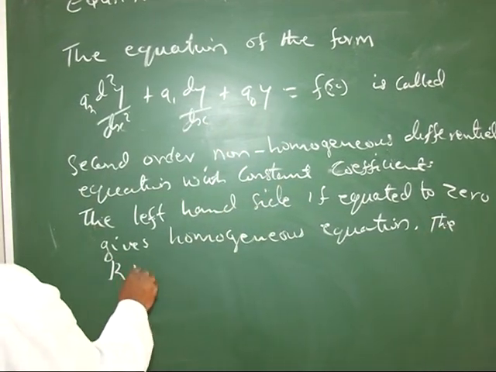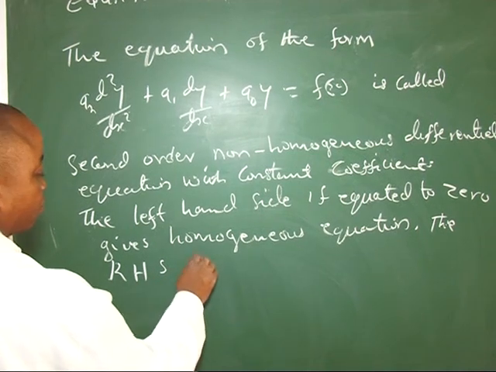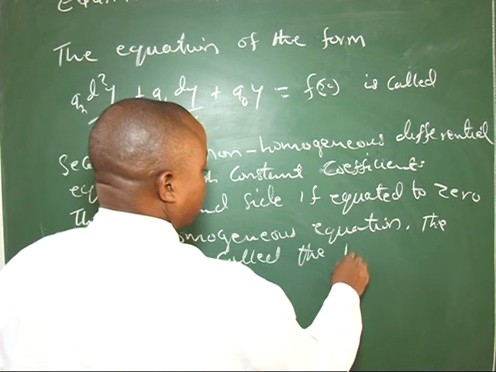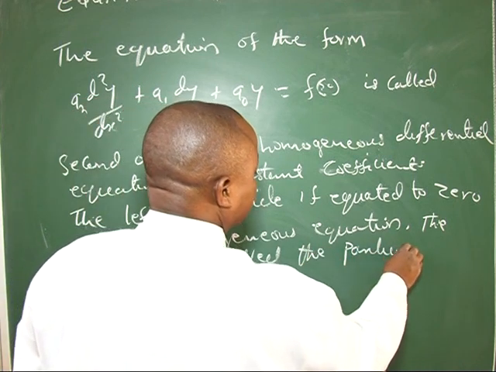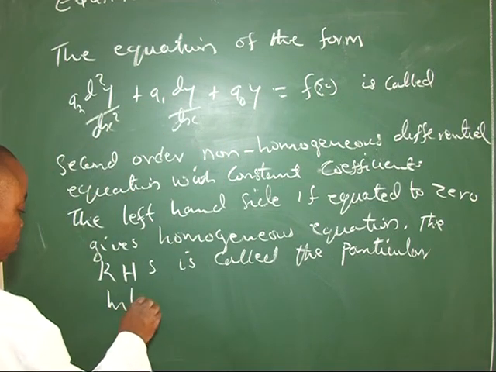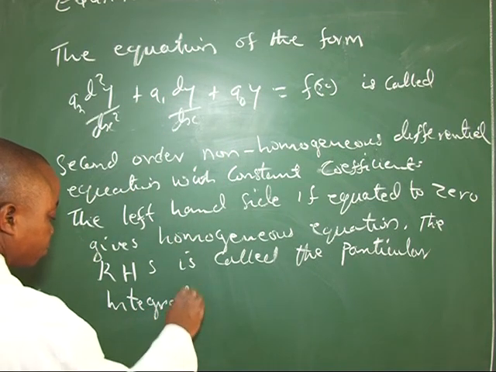The right hand side is called the particular integral.